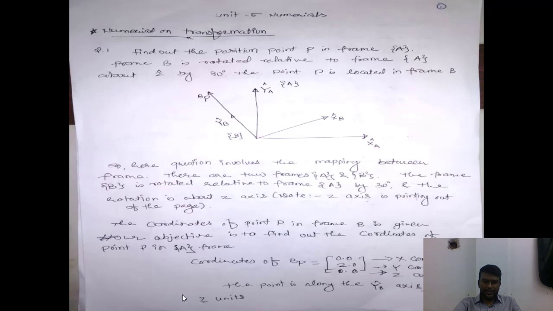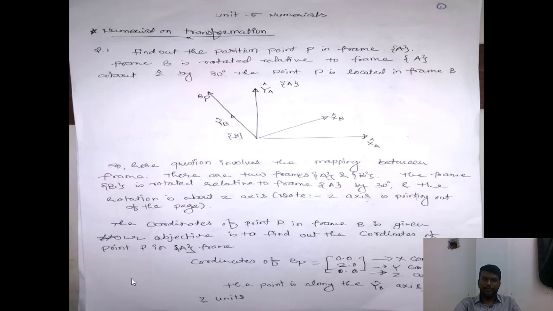Before we go to the other section, let us do some numericals so that you will get the idea of what we are studying till now. There are two frames here, XA, YA and XB, YB. We are discussing two-dimensional coordinates. XA, YA is called the A frame, XB, YB is called the B frame, and there is a point in frame B. The coordinates are 0, 2, 0.